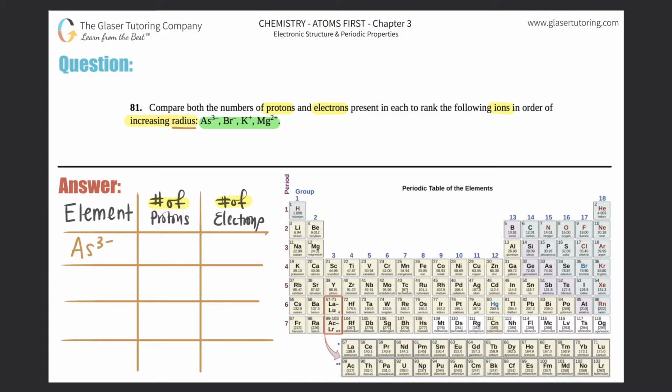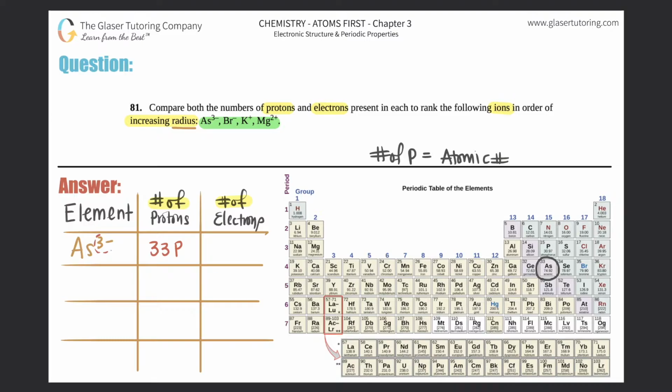Let's do As3-. First we have to find out where arsenic is on the periodic table, and that's over here, right? And remember, in order to find the number of protons, I'm just going to put P over here, it's always equal to the atomic number. That's always the whole number, and it's the smaller of the two. So if you have your periodic table out and you see arsenic, you'll see a 33 and then a 74.92. The 33 is the atomic number, and that's always equal to the number of protons. So I know that I have 33 protons for arsenic.